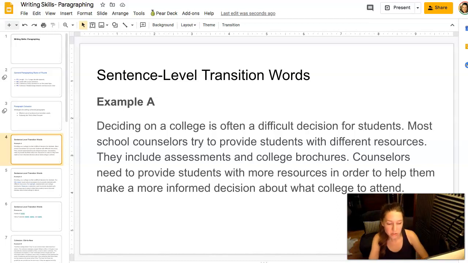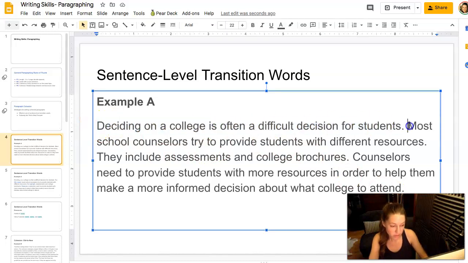So step number 2 is to add in sentence-level transition words that take that work out of the reader's hands. So it just becomes clear how one idea relates to the next. And the way to do that is to ask yourself what the relationship between two sentences is. So sentence 1 is identifying a problem or a challenge. It's difficult to decide on a college.